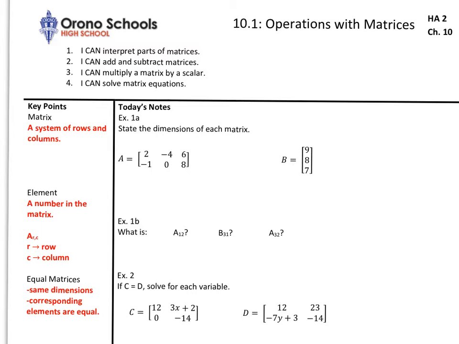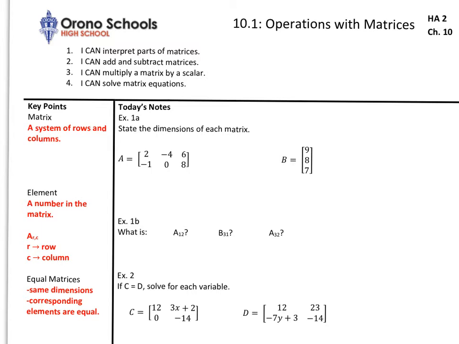The definition of a matrix is simply a system of rows and columns. Within a matrix, you'll have several elements, and an element is simply one of those numbers or values in the matrix. To identify your element, you need to know what row and what column you're in. When you're asked to identify a matrix, the capital letter tells you what matrix to look at, and then the sub-numbers will tell you the matching or corresponding row and column.